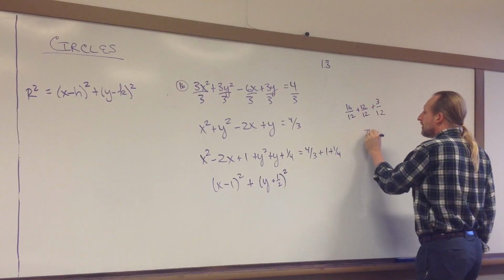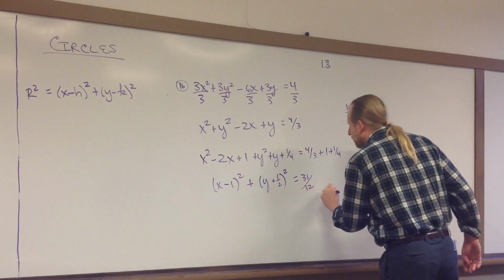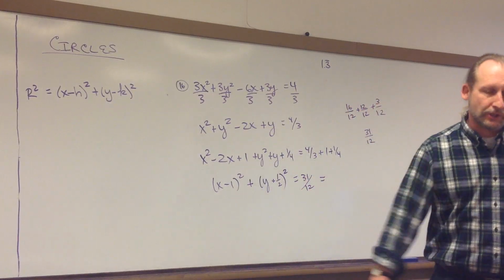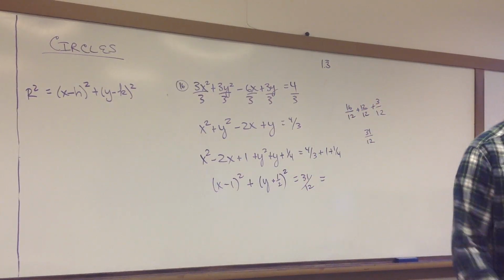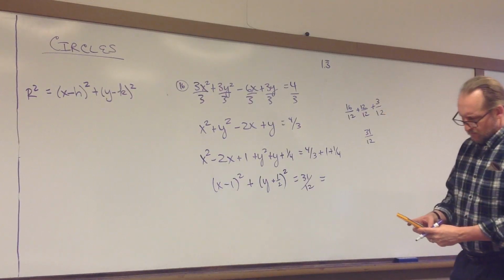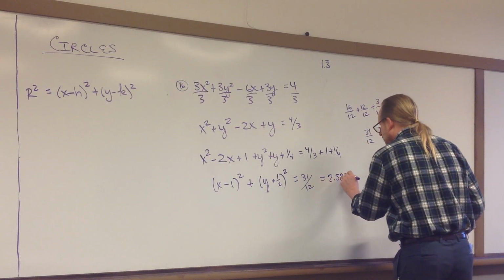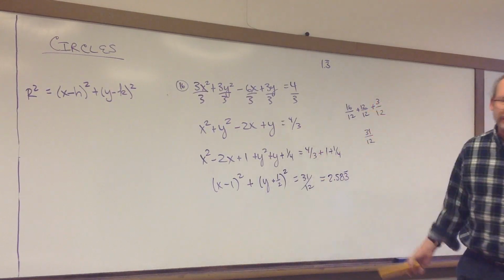That's 31 over 12. Again, if you prefer decimals, at least just use the bar to indicate a repeating decimal. Don't round it off or just truncate it. 2.583 repeating. Nothing wrong with that. That's fine.